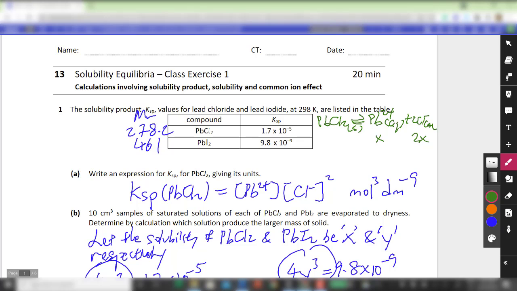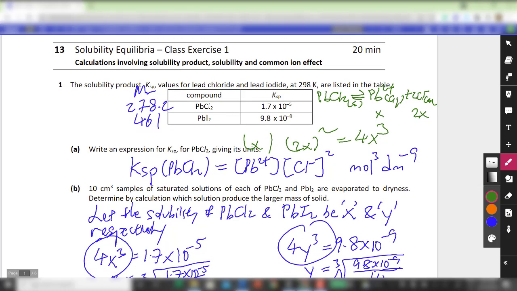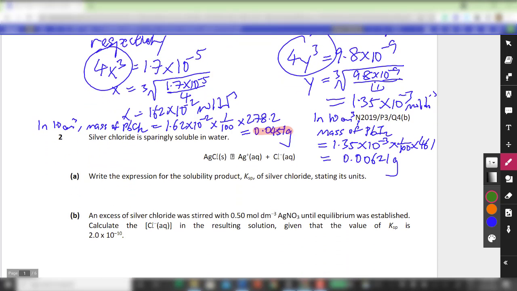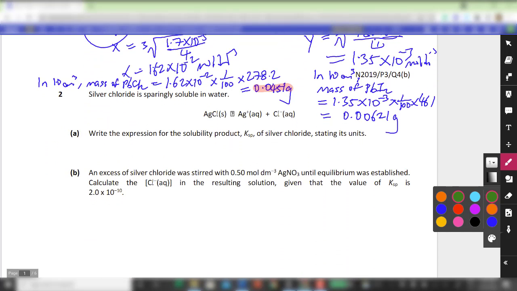Okay, and then we substitute this into the Ksp expression. This will be x, and then this will be 2x, the whole thing squared. So we multiply this together. This will be 4x^3. You don't have to memorize. All you need to do is just to work it out on the spot. I think it's faster that way. Okay, so the next thing we're going to do is question 2.